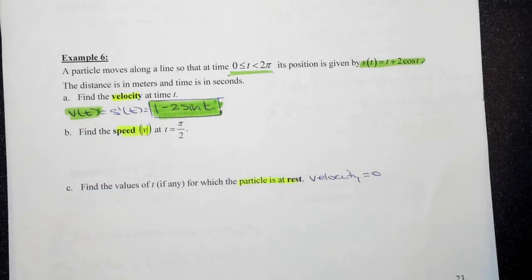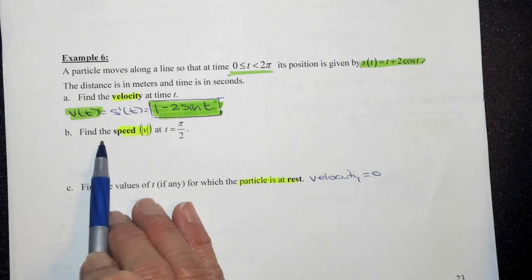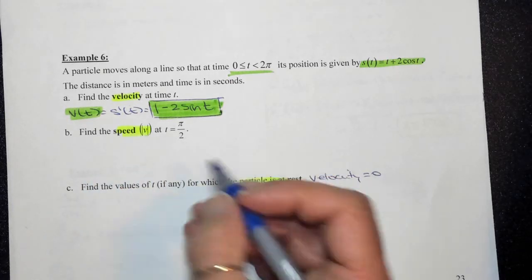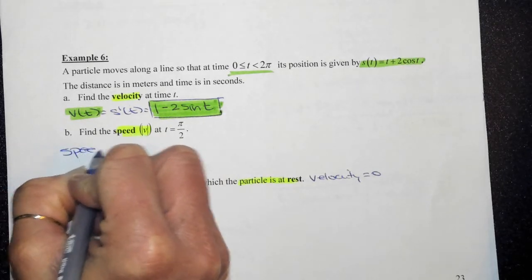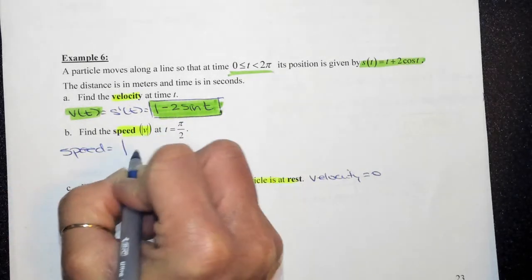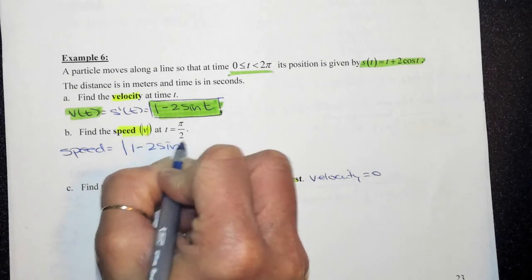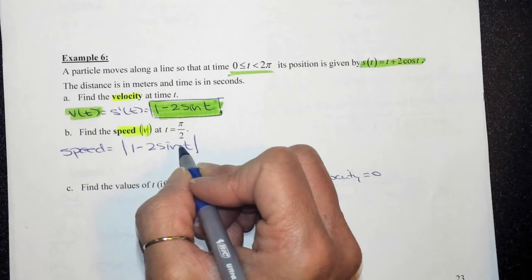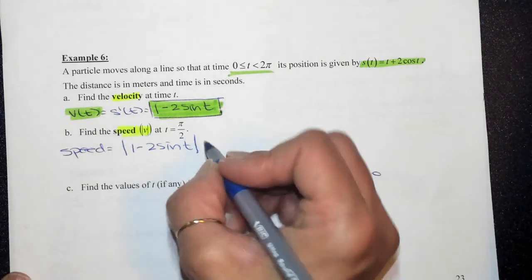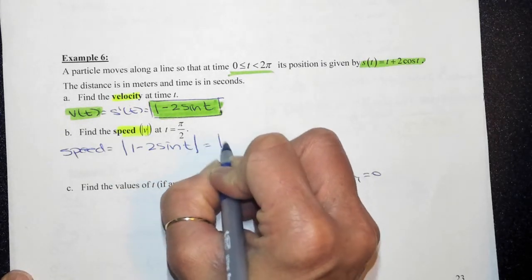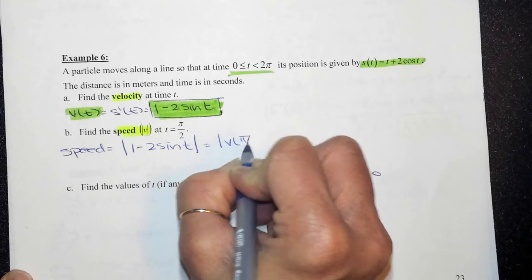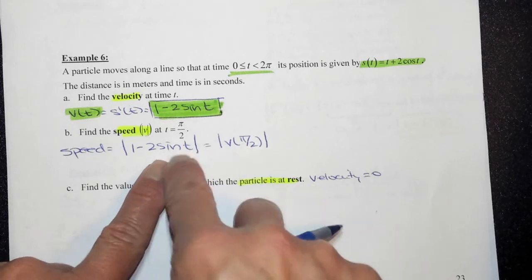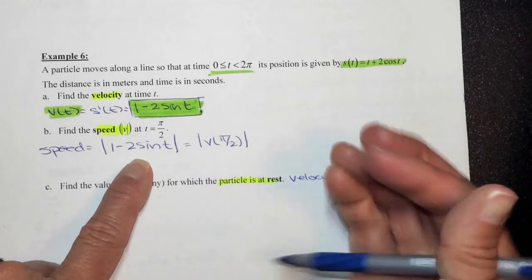Okay? Now that we have the velocity function, we can find the speed at time pi over 2. So what this means is speed is equal to the absolute value of 1 minus 2 sine of t, okay? And they want us to evaluate that at pi over 2. So what we want to do is take the absolute value of our velocity evaluated at pi over 2. That's all this is saying. So these two are the same. This one's at a specific value. This is just general. So I'm going to plug in pi over 2.